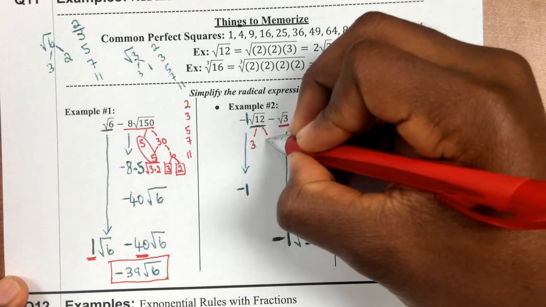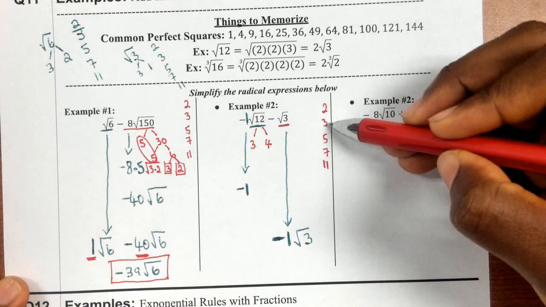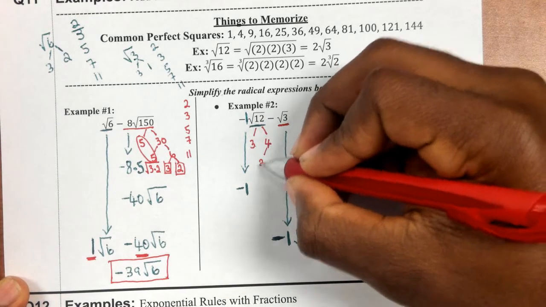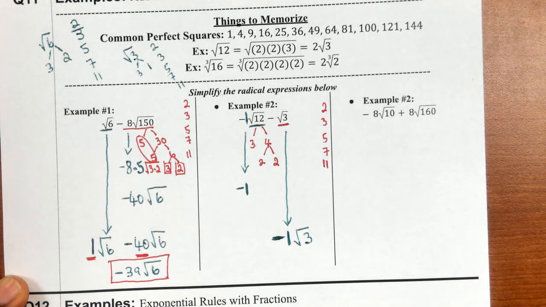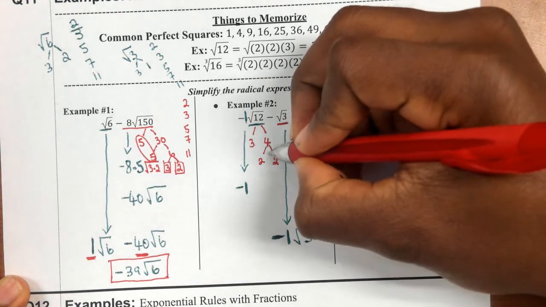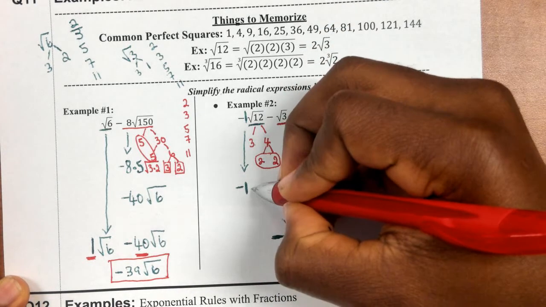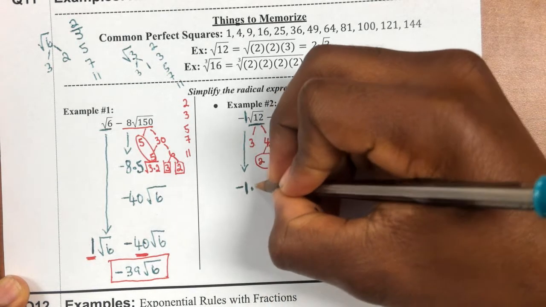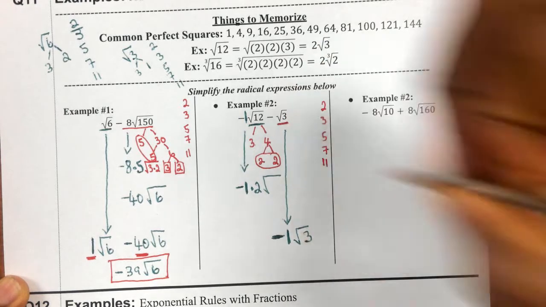12 divided by 3 is 4. So can I divide 4 by 3? No. 2? Yes. Okay. 4 divided by 2 leaves me with 2, and I cannot divide anymore. Alright? So my pairs, I'm going to circle, because that means that a 2 is going to be on the outside of my square root that's being multiplied by that negative 1. Alright? And what's going to be underneath my radical?